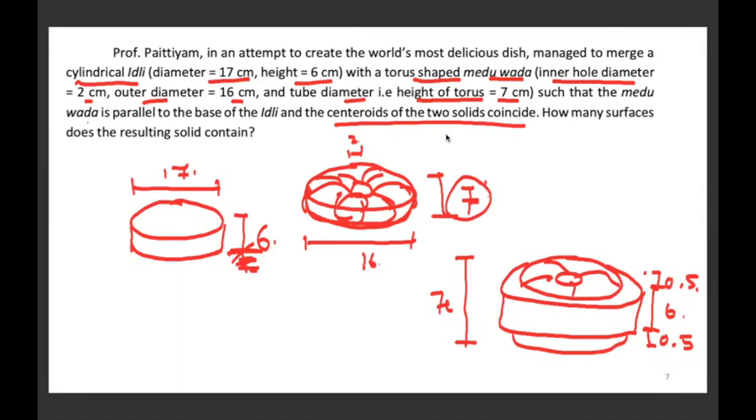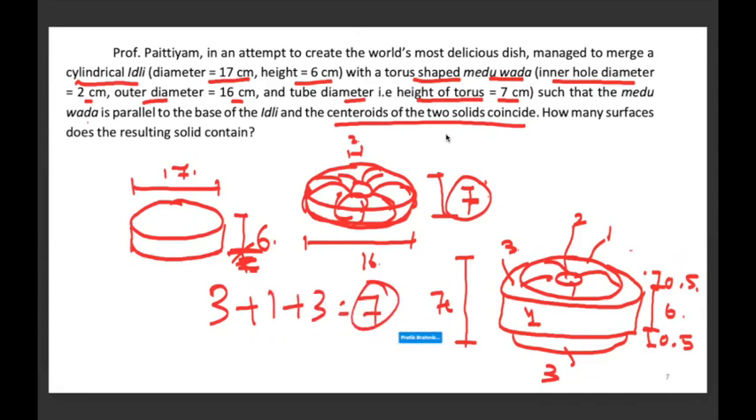So the total number of surfaces will be the torus's one surface on top, the inner part second, and then this ring third. So 3 surfaces on top, 3 surfaces also at the bottom, and then 1 surface here, which is the ring. That adds up to a total of 7 surfaces. We'll move to the next one.